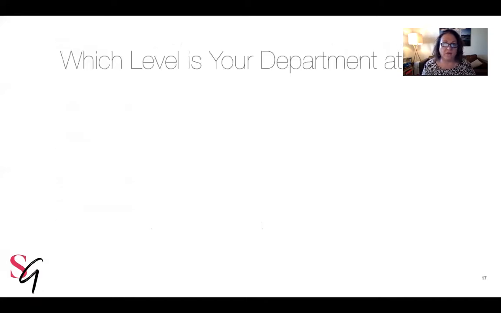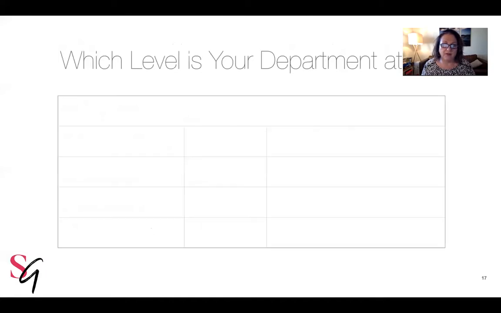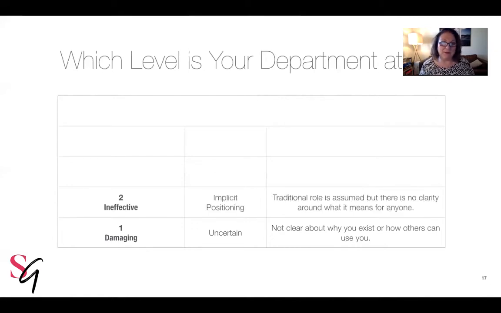So let's have a look at how far up the positioning ladder your department is. Now, I'm hoping that you're not right at the bottom. Right at the bottom will be a very damaging level. You're not clear why you exist and why people use you. Hopefully we're not there. That would be an utter disaster. But it also would not be very helpful to be ineffective in that you have an implicit positioning. So I assume that I'm doing a traditional role, and I don't really think too much around what it really means. But everybody knows whatever it means, and so we just do that just like people always have, and we don't really consider it very much. That's not going to cut it.